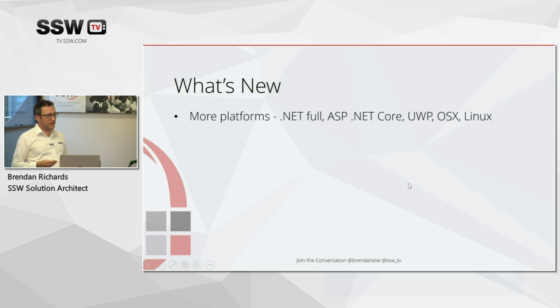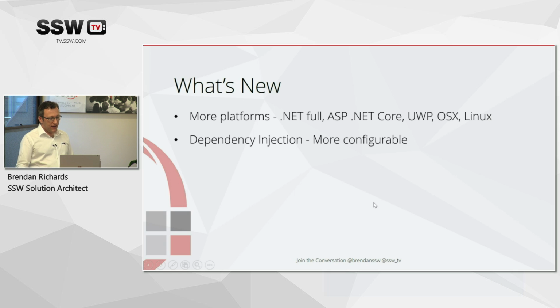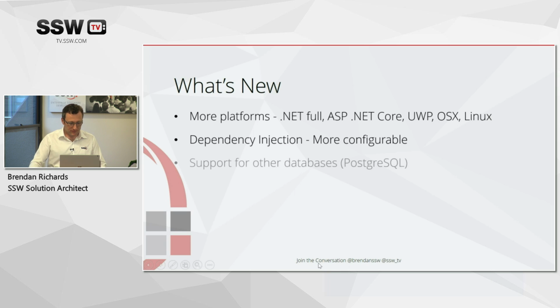So what's new? Because it's running on Core, it'll run on more platforms. That's just what you get when you run it on top of .NET Core. It's also, from the ground up, built to be more configurable with dependency injection. If you've ever tried to get older versions of Entity Framework to work with dependency injection, it wasn't really designed from the ground up to use it. It's a little bit funky there, and that's much improved.